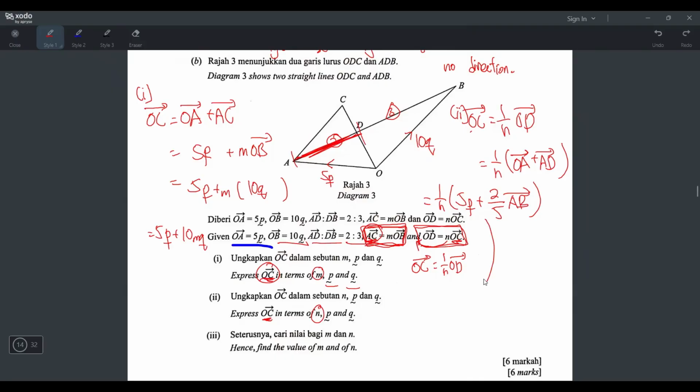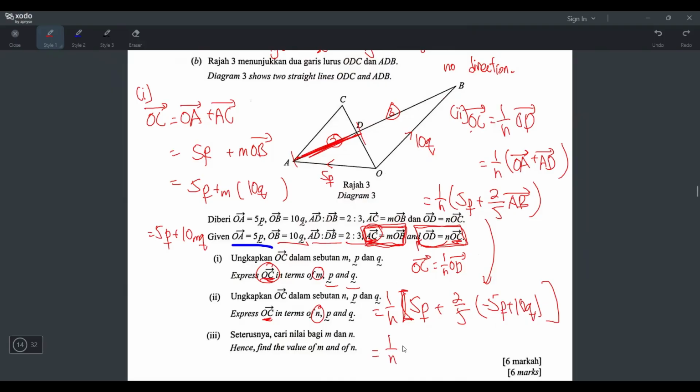And then continue. Okay, I write here 1 over N, and then 5P plus 2 over 5 AB vector. Okay, this one I put big bracket. Okay, for the AB vector, how do you find it? You just go like this, AO plus OB. So negative 5P plus 10Q. Why negative 5P? Because O to A is 5P, so A to O is negative 5P. So the arrow is very important. Check the arrow. So the direction, if it's opposite direction, just change the sign to negative. And then plus 10Q.